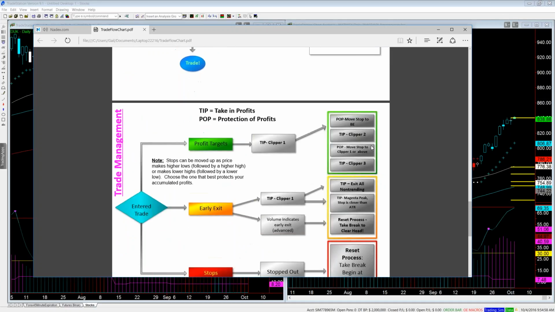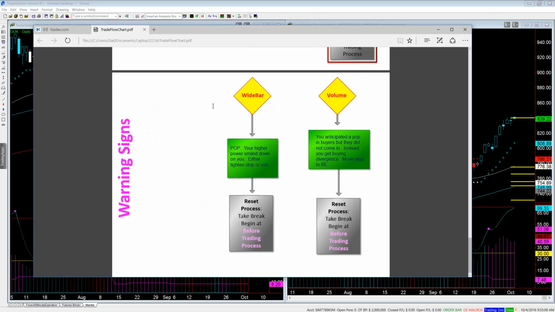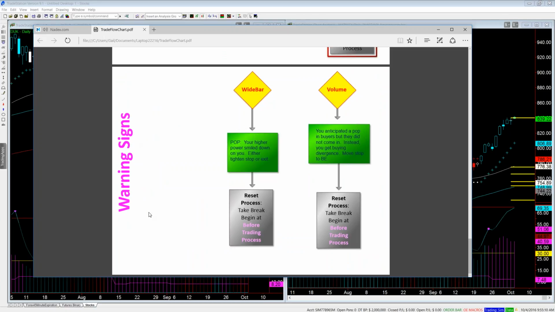This is the Duke. This is your trade management. So you entered the trade. You have early exit criteria, you have stop criteria, and you have profit target criteria. Warning signs: if you're in a trade and this occurs, this is how you manage your trade. This is screaming, hey, this is a warning sign. You might want to get out of your trade. Pretty much like I've been doing this morning.